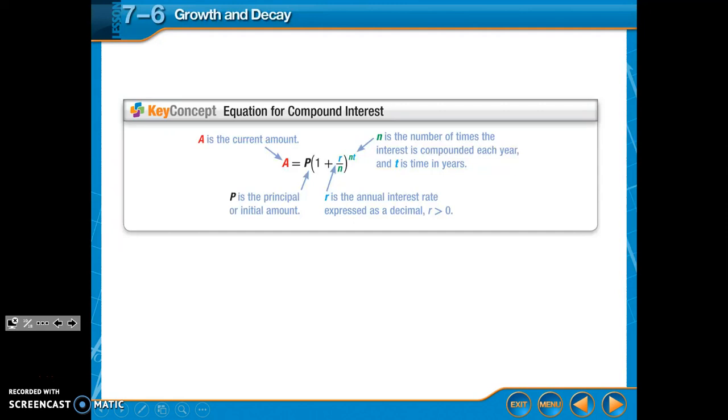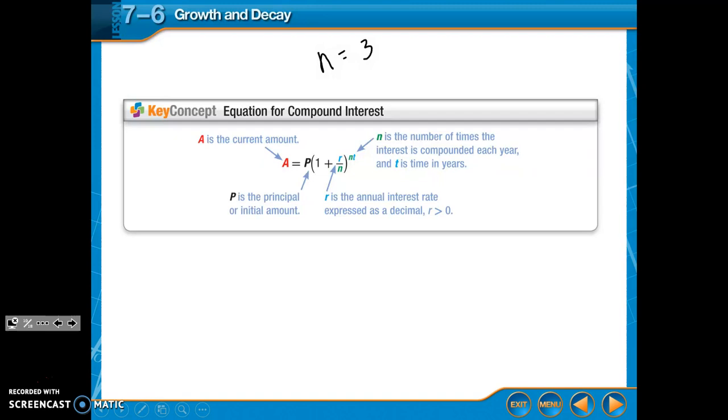It's the initial amount. Here our rate is still expressed as a decimal. Whatever percentage it is, we still write it as a decimal. Now the new thing here is the N. N is the number of times the interest is compounded each year, and T is the amount of time in years. So if I say I have interest that's applied 3 times per year, in that case, our N is 3. Okay, so there are some things to keep an eye out for, which is the different words.